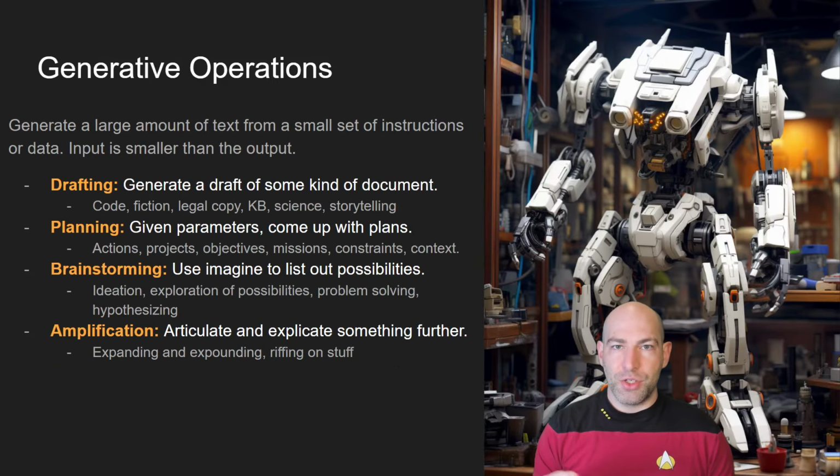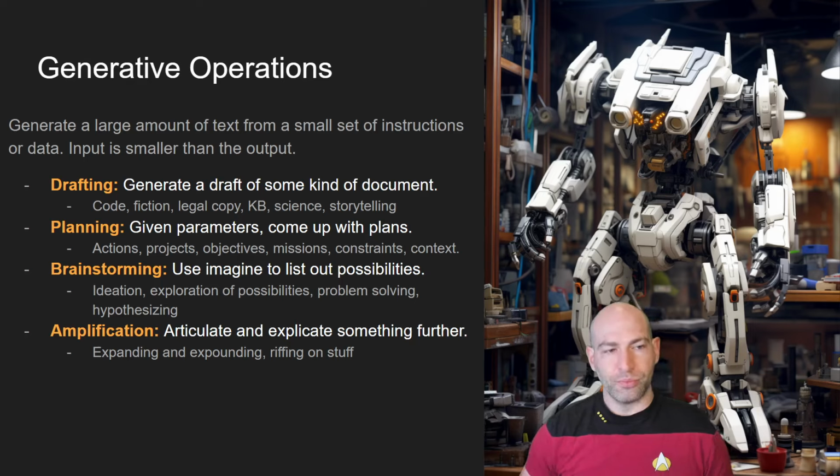And then finally, generative operations or expansion operations or magnification operations. In this case, the input is much smaller than the output. And it may or may not have the same meaning, but the idea is that you go from small to big. And so this is drafting. So drafting is where you give it a set of instructions and you have it draft some kind of document, whether that's a code file, fiction, legal document, knowledge base, scientific document, some kind of storytelling, like telling a story about data or other facts.